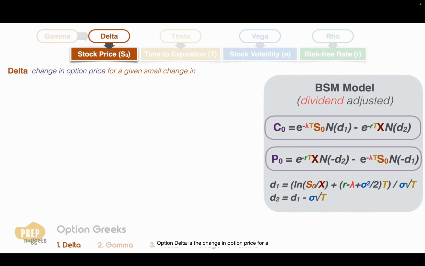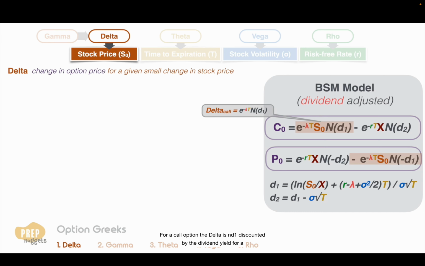Option delta is the change in option price for a given small change in the price of the stock, holding everything else constant. We can quite easily infer option delta from the BSM model. The delta is simply the coefficient of the spot price term. For a call option, the delta is N(d1) discounted by the dividend yield. For a put option, the delta is minus N(minus d1) discounted by the dividend yield.